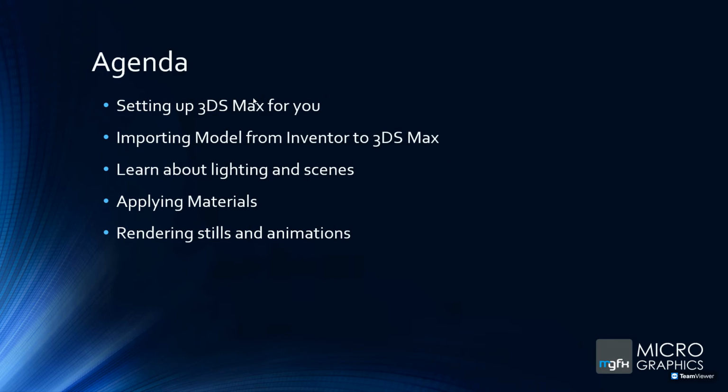Okay, so let's take a look at the agenda. There are just 5 things we need to take a look at. Setting up 3ds Max for you, and also for the integration between Inventor and 3ds Max. Then, how to import that model from Inventor to 3ds Max, bringing that in to show you the settings for that. Lighting and scenes, very, very important for doing renders, in any package, not just 3ds Max, but we'll take a look at how 3ds Max handles that. Then applying materials, which is also a very, very important part of it. What does it look like? How does the light reflect off the material that you've created? And then rendering stills and animations. How do we do that? So let's take a look.